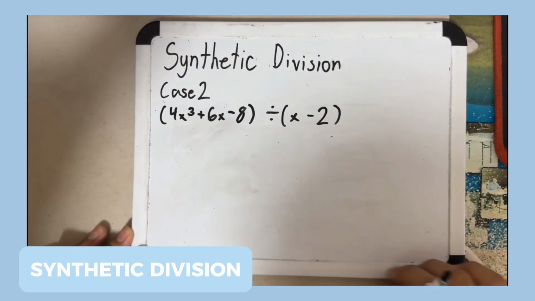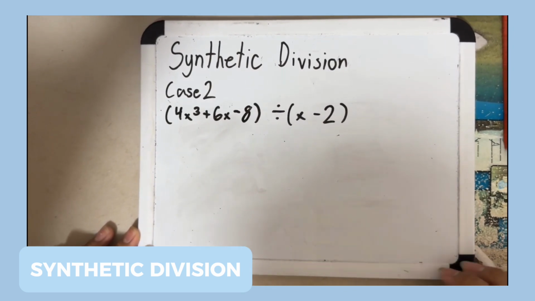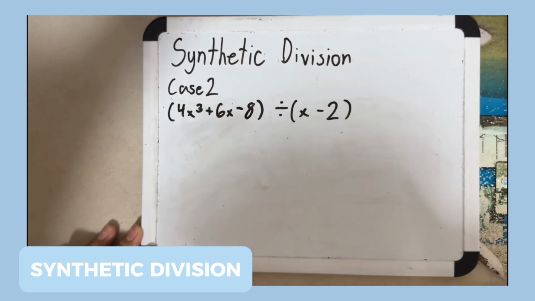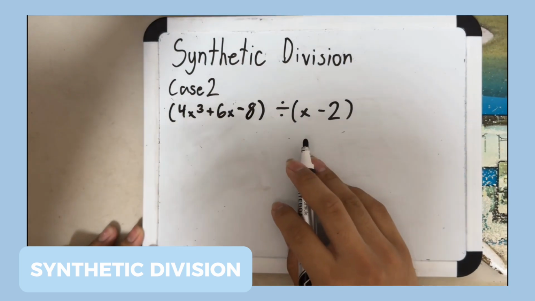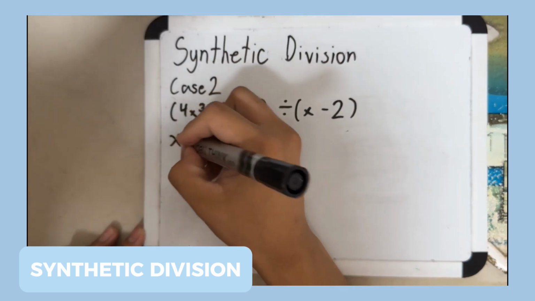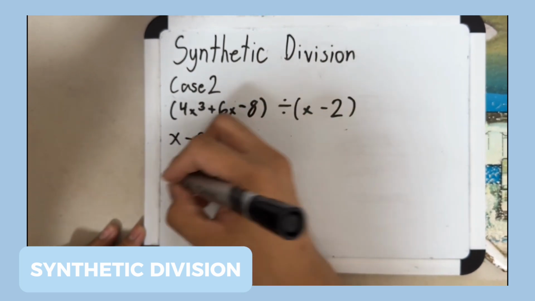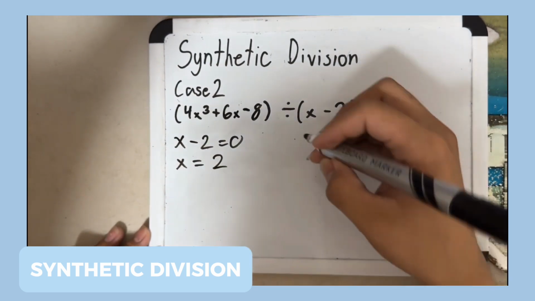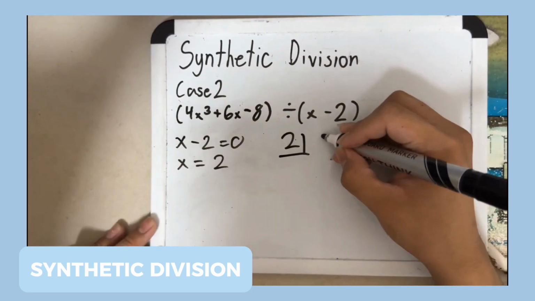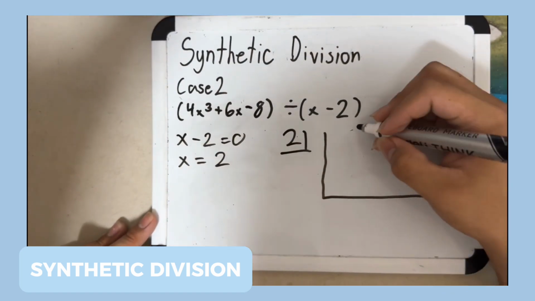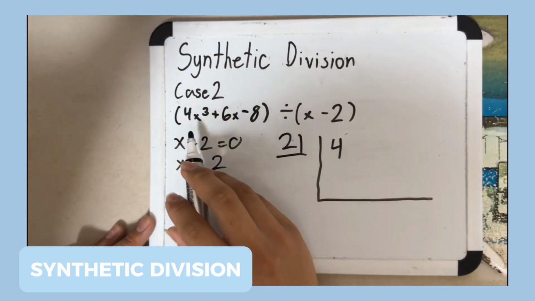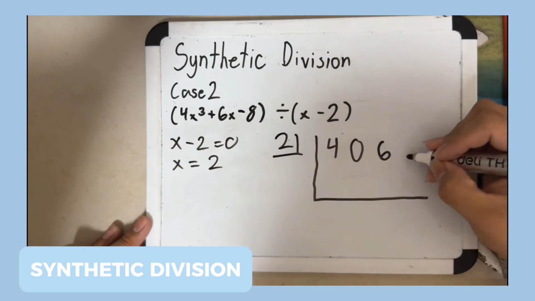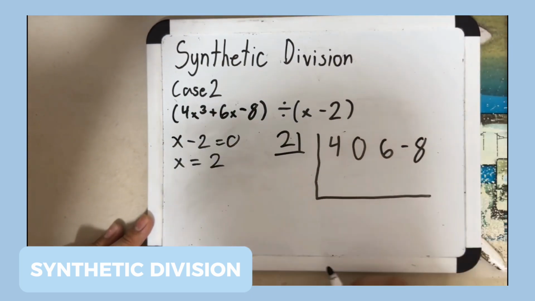There is also a case 2 for synthetic division when there's a missing variable in the equation. So again, you will have to do what you did earlier, which is first equate x minus 2 to 0. X minus 2 equals 0. Then x equals positive 2. So you will have to put 2 here, then put the coefficients inside here, 4. Then since there's a missing variable, you will have to put 0 in its place. 6, then negative 8. Bring down 4.